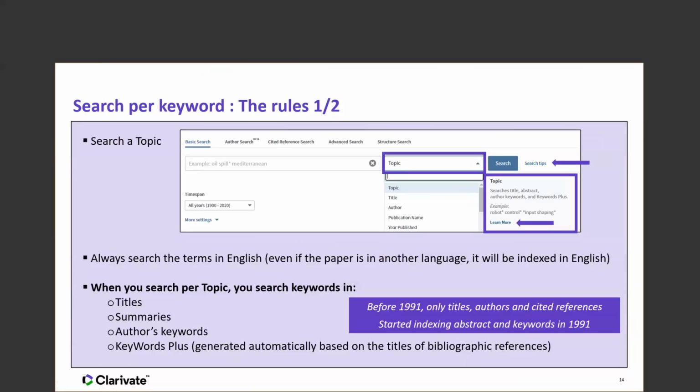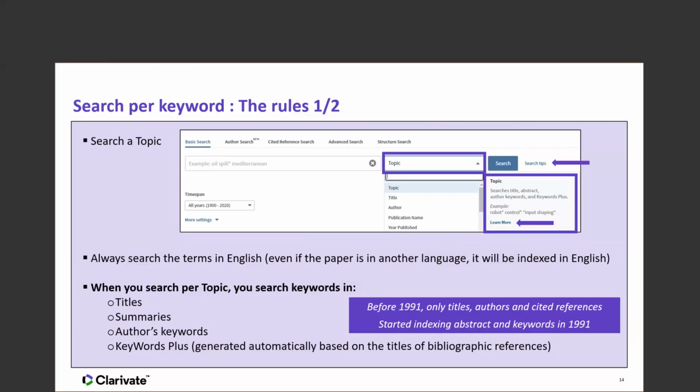Keywords Plus is a field that is specific to the Web of Science core collection. This is something that we add when we index all the content, and those keywords are generated automatically based on the title of the bibliographic references. So author keywords and Keywords Plus, it's totally different. The ones defined by the authors and the ones generated by the artificial intelligence.